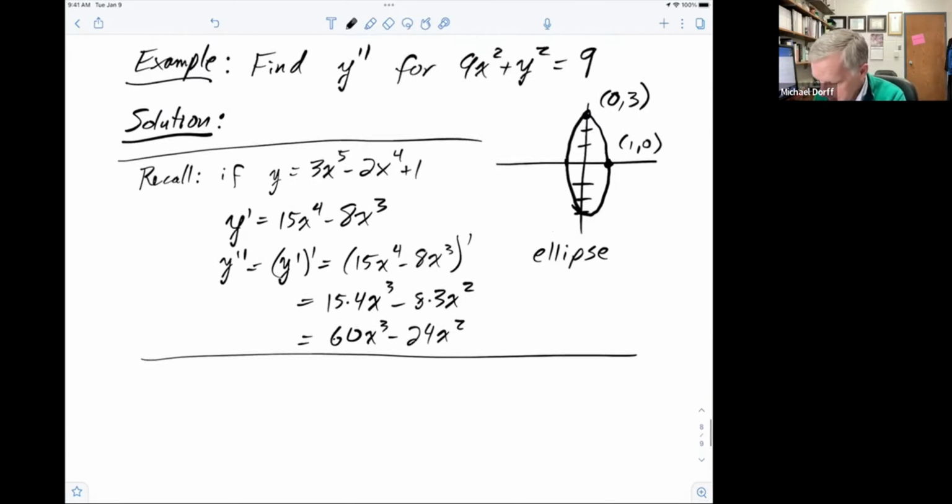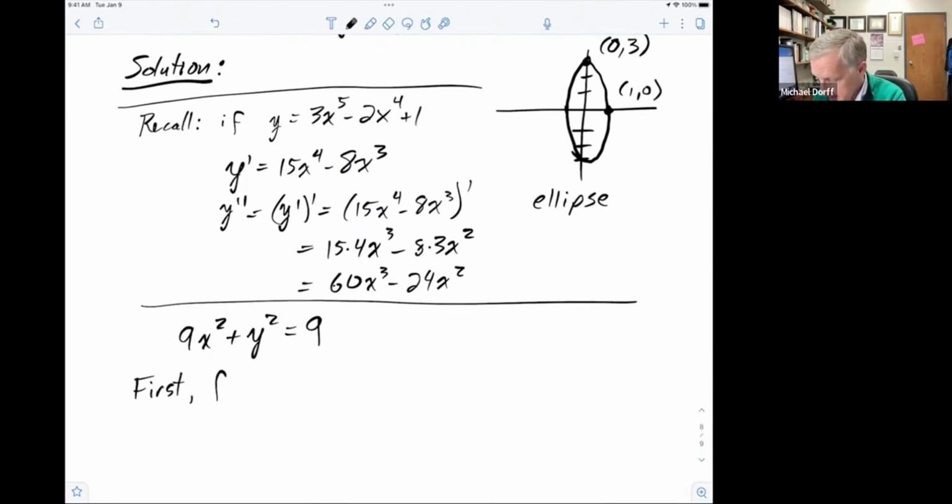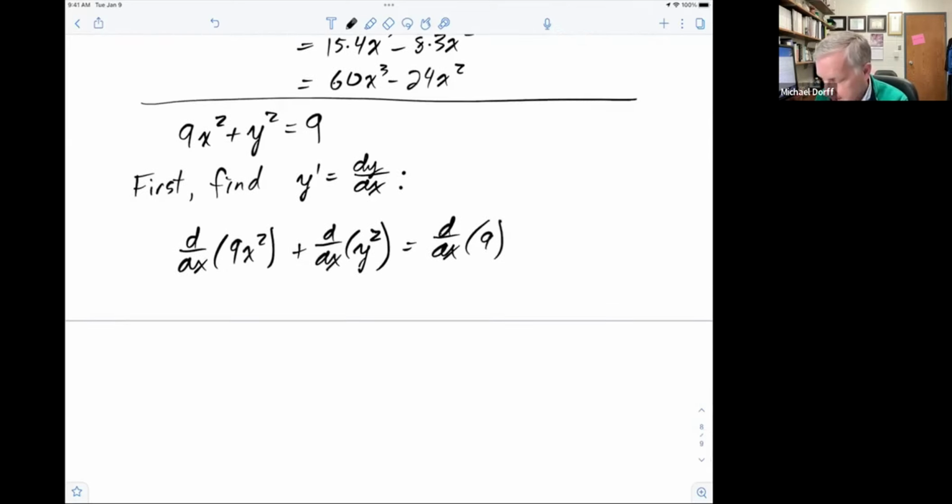So in our problem, we've got 9x squared plus y squared equals 9. First, find the first derivative, which is dy/dx. So I do it just like we've done before. We'll do d/dx of both sides. When I do d/dx of 9x squared, that's going to be 18x with a dx, which I leave off. And then I've got a 2y dy/dx, which I need to put in there. Got to have that dy/dx. And on the right-hand side, I've got 0.